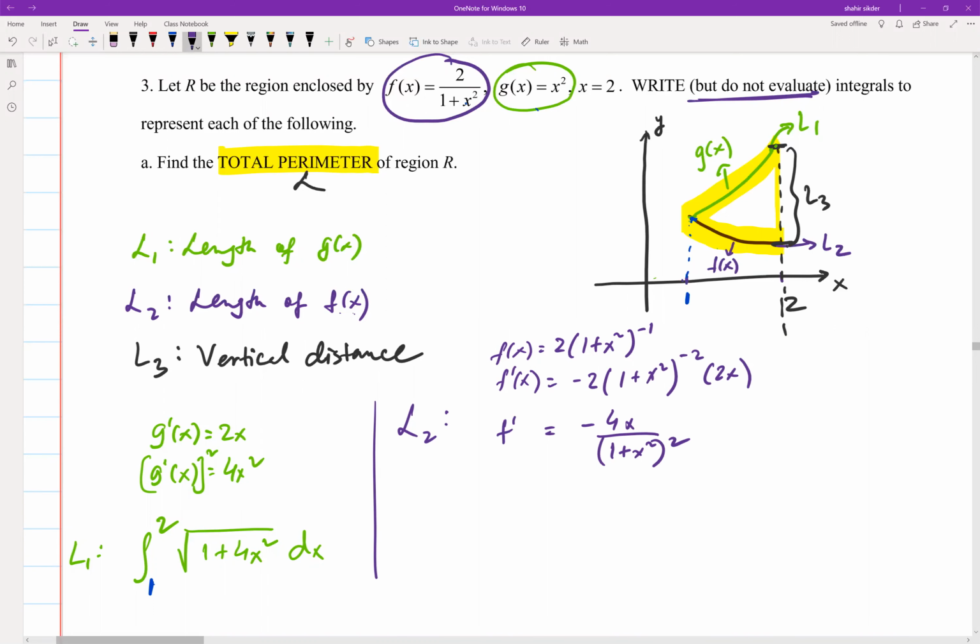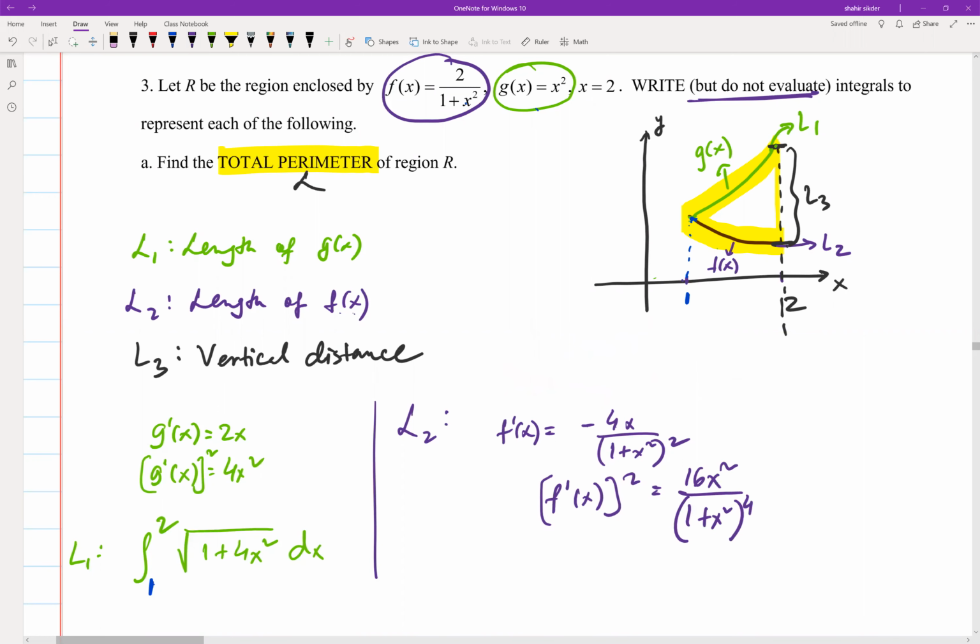This is just f prime of x, but it requires f prime of x, that whole quantity, getting squared. So if I square all of this, this negative becomes a positive. 4 squared is 16x squared all over 1 plus x squared raised to the 4. Okay, so I'm going to erase all of this work. So I'll go ahead and write f prime of x getting squared. We got 16x squared all over 1 plus x squared raised to the 4th.